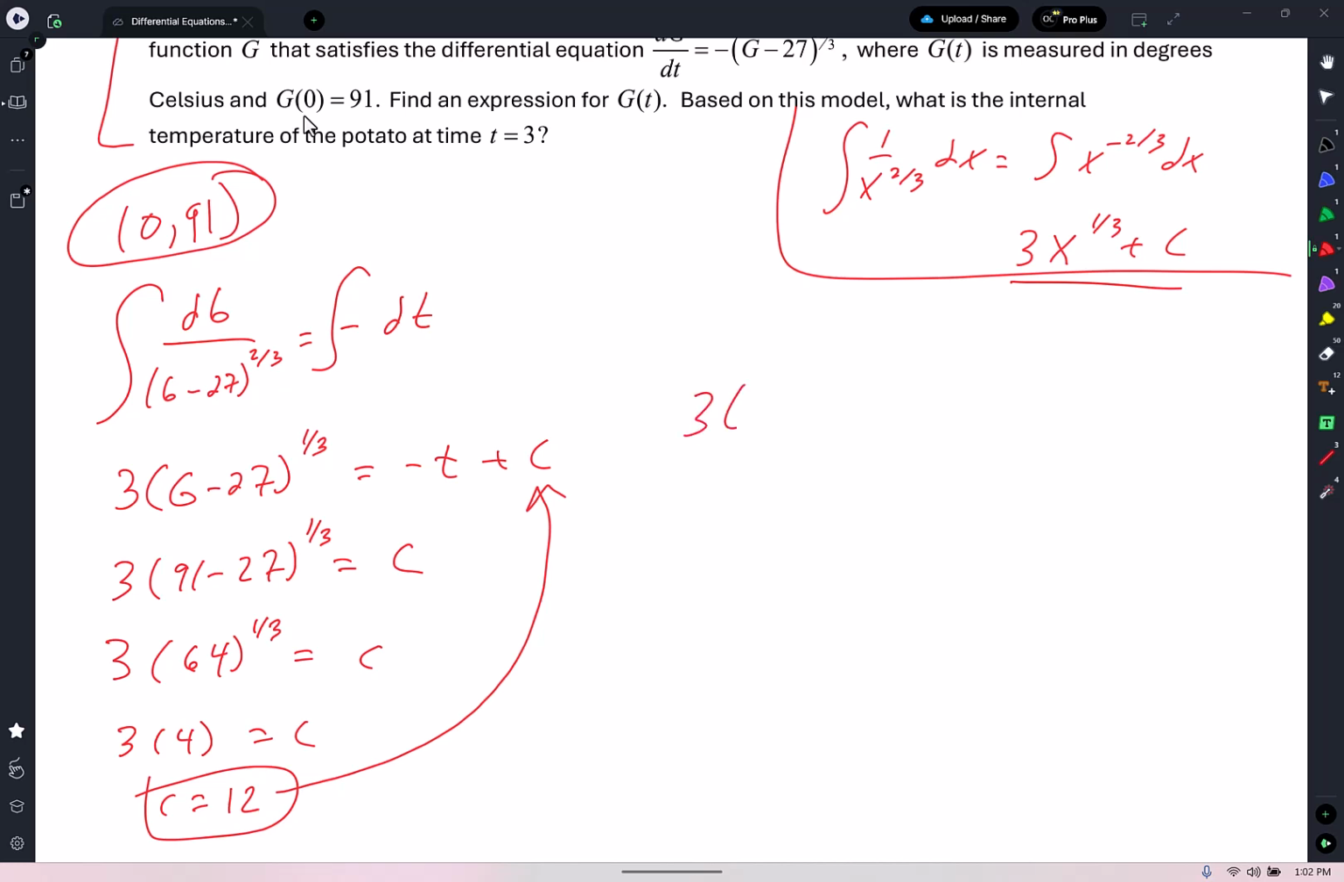So 3 parentheses g minus 27 to the 1/3. Hello, miss. I'm almost done here. I just got one more question.